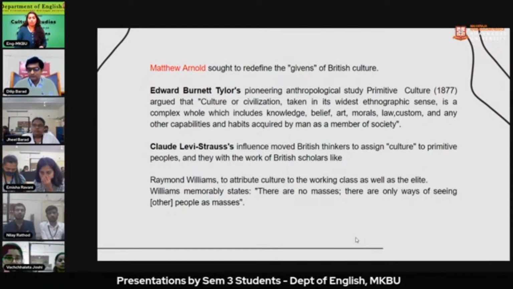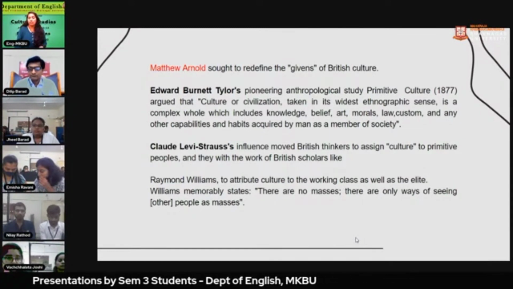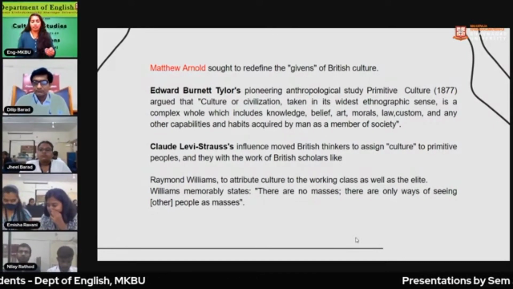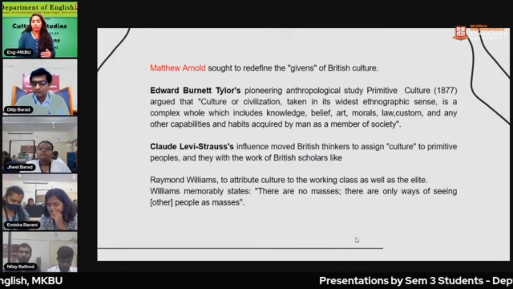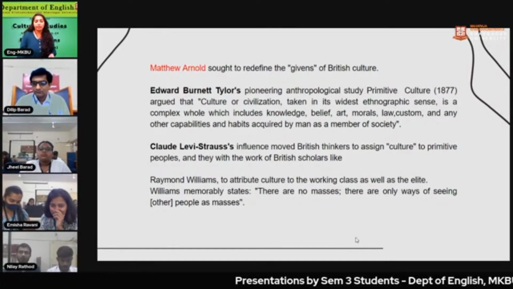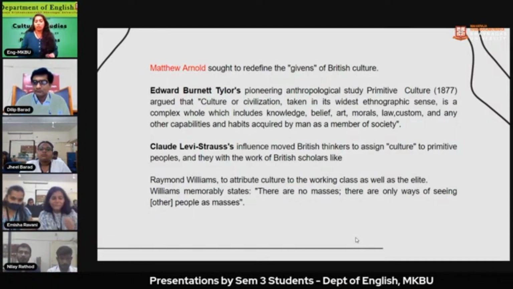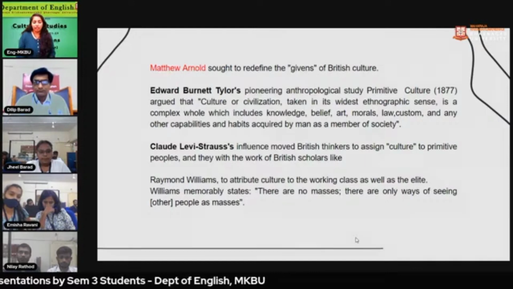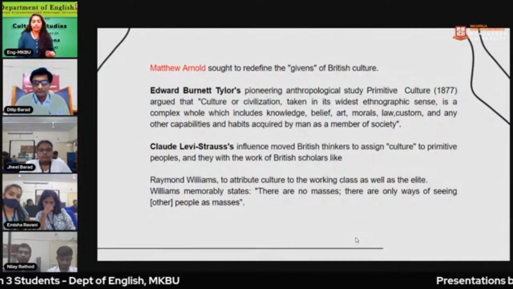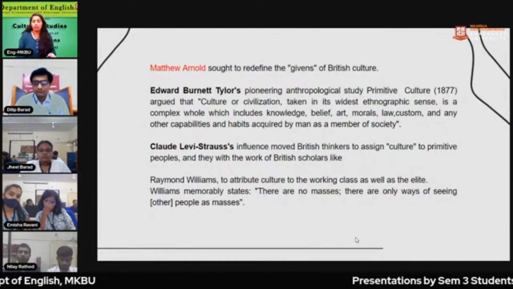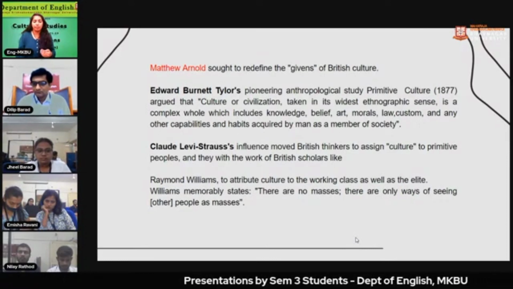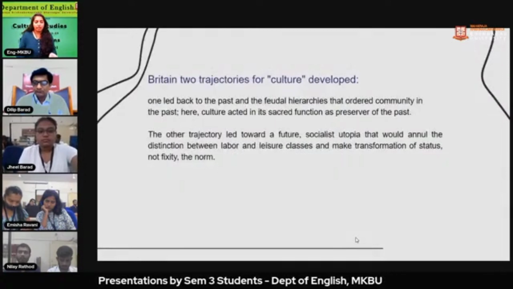Claude Levi-Strauss influenced British thinkers to assign a culture to primitive peoples, and with the work of British scholars like Raymond Williams to attribute a culture to the working class as well as the elite. Williams memorably states that there are no masses, there are only ways of seeing people as masses.